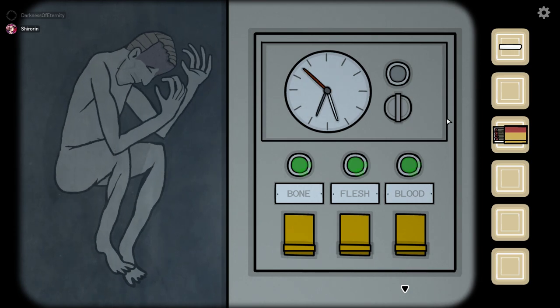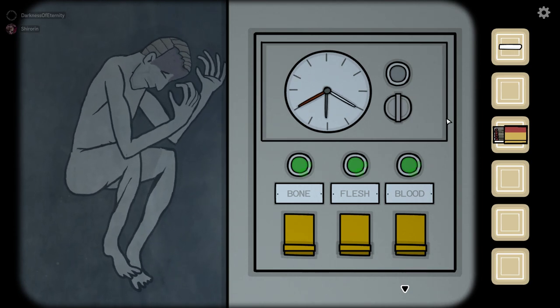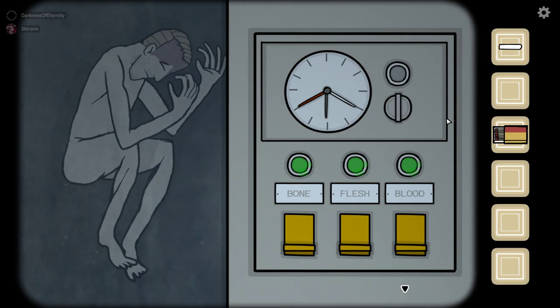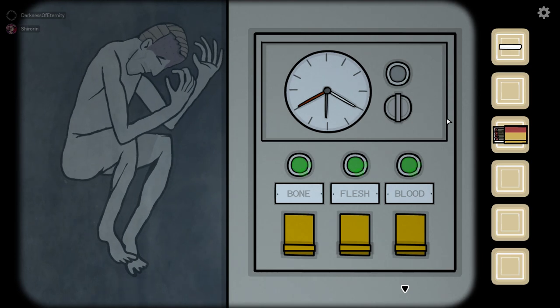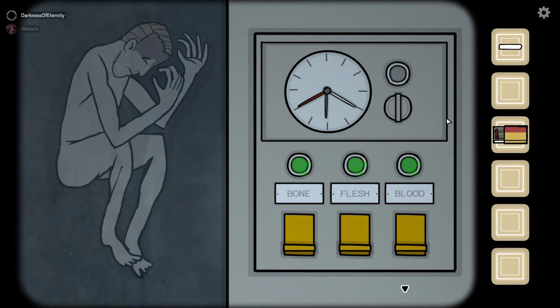Alright, red on 8. Okay. Black on 6, white on 4. Ooh, creepy.